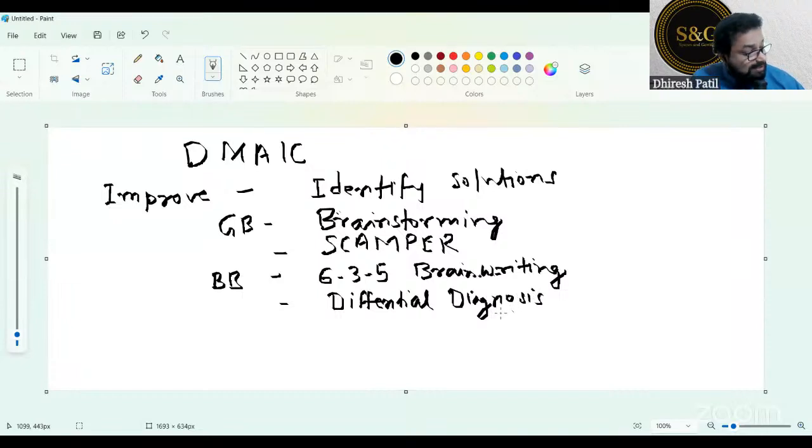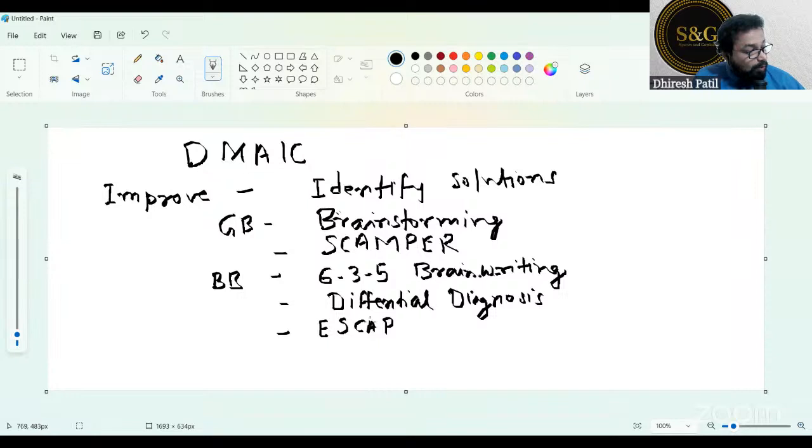Apart from that, there is something called escape analysis. Just like SCAMPER, there is something called escape analysis as well. Of course, I'm not going to cover these solution generation techniques today. Our main objective is prioritization techniques, not the solution generation. So these are generation techniques, how to generate the ideas.